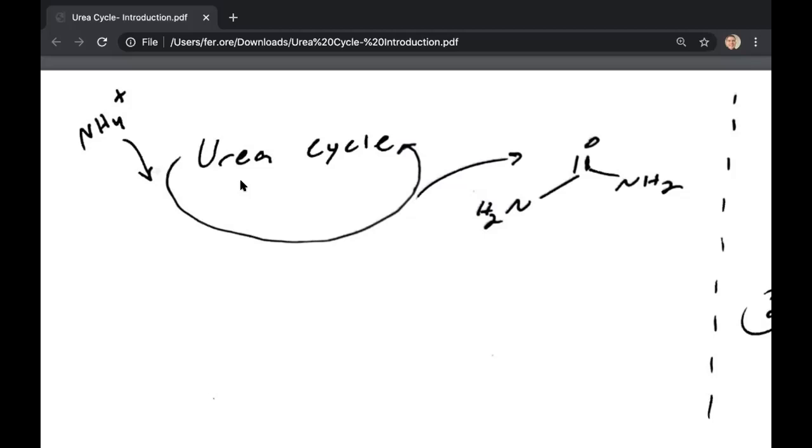And so the question becomes, how do we transport the ammonia into the liver? Because as it turns out, ammonia is toxic. So we actually can't just transport it in the blood to the liver as you would think. So the body has these very interesting mechanisms to bypass that problem. So in this introductory video, I want to discuss two of those methods.